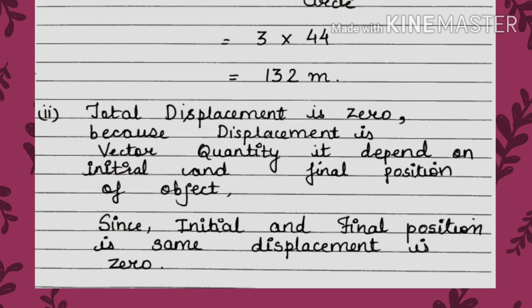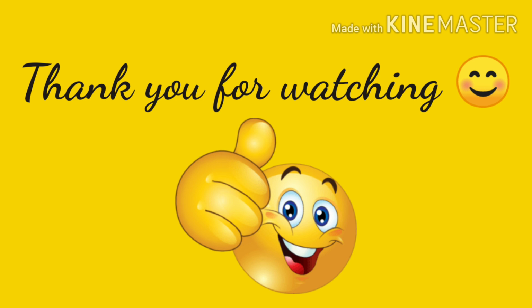So, what can be the displacement of the person? It is 0, since the initial and the final position of that person is the same. The displacement of the person is 0. Isn't it very interesting? Yes. So what we get is the displacement of the person is 0 and the total distance covered by the person is 132 meters.